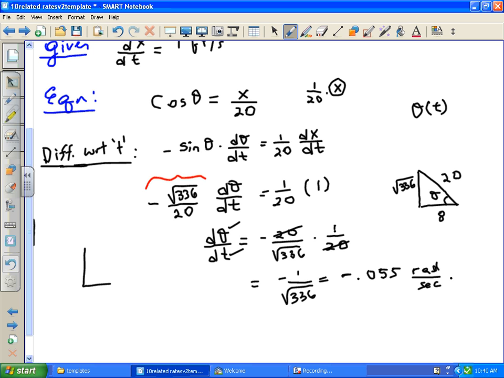And it makes sense this turned out to be negative because as the ladder is sliding down, it's getting more and more flat. That angle is becoming smaller and smaller, so the answer did turn out to be negative there.